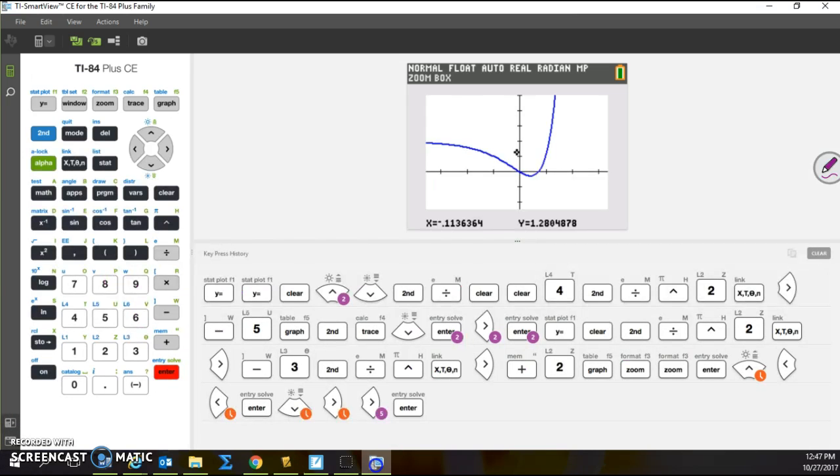Now the other way we can look at this is by studying the graph. I placed the function into our graphing calculator, and we can see from this graph we do indeed have a 0 here at 0 and roughly 0.7.